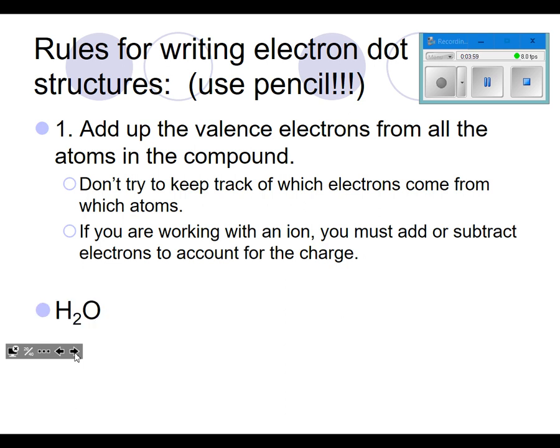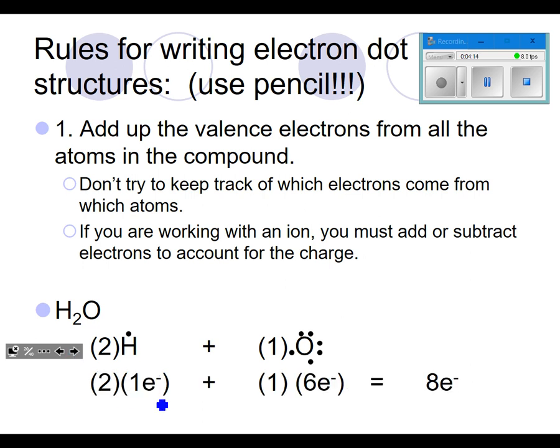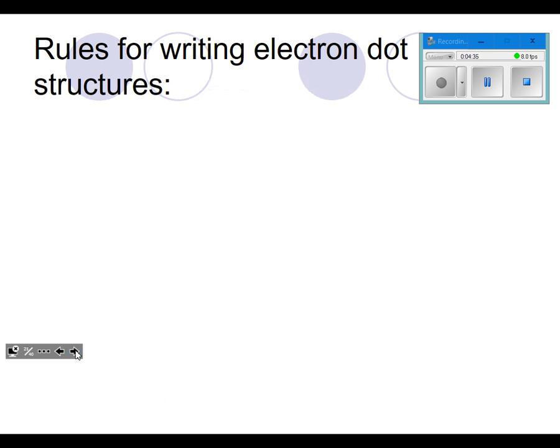So for example, on H2O, hydrogen has 1 valence electron, and oxygen has 6 valence electrons, but hydrogen has 2 atoms here. So because it has 2 atoms and 1 valence electron, that would mean that it has 2 times 1 electron. And we have 1 oxygen that has 6 valence electrons. So that would be 2 times 1 is 2, and 1 times 6 is 6. So 2 plus 6 is 8. So this would mean in this compound we have 8 valence electrons to work with.